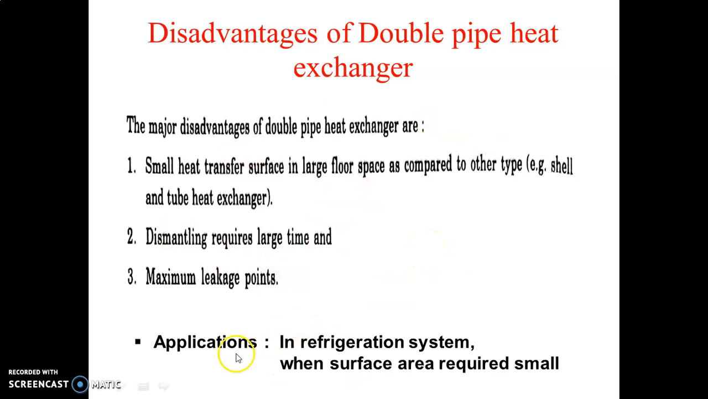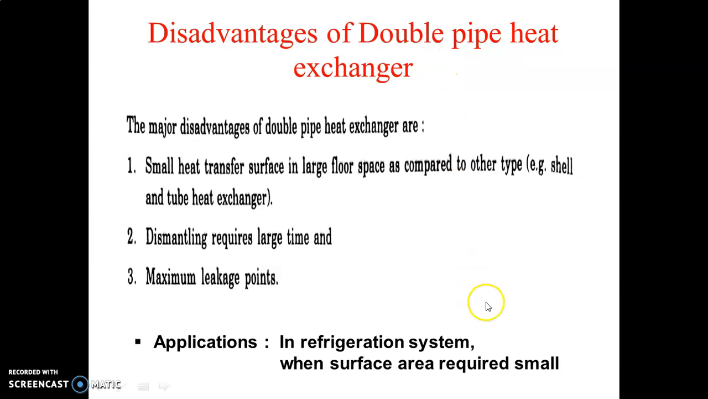And where can we use this heat exchanger, or we can say the application of this heat exchanger. This heat exchanger is used in a refrigeration system. Here we know that for cooling the process fluid, we use the refrigeration system. Or at home also we have the fridge.